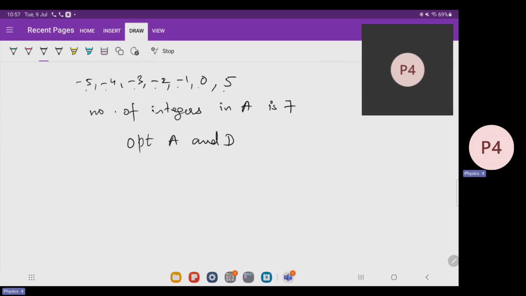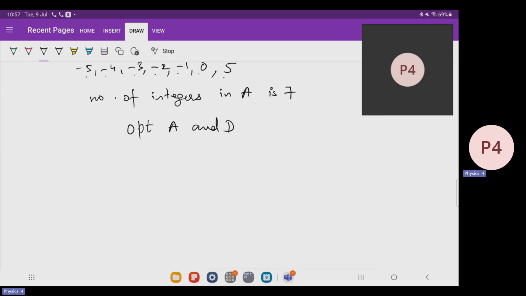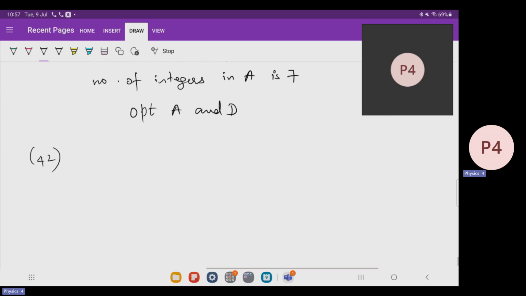Now the next section is integer type. Question number 42. The first question says, for any real number x, [x] is the greatest integer less than or equal to x.